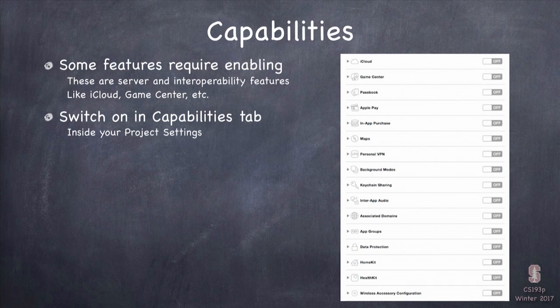So see some of the examples up there besides iCloud and Game Center at the top. You have Apple Pay, in-app purchases. Obviously these things require servers and people connecting to them. Even the background fetching modes and things like that require some entitlements if you're going to be doing fetching while in the background. So check these out.